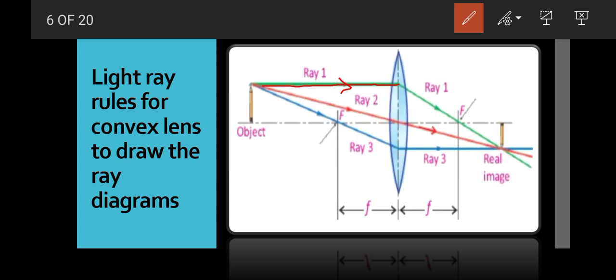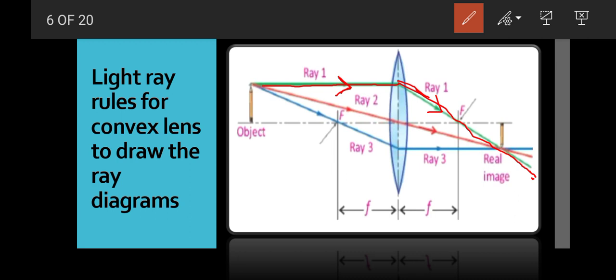So after refraction through the lens, it will pass through the focal point of the lens, and you have to extend it forward up to this point. So this is the first ray, this is the direction of the incident ray, and this is the direction of the refracted ray. You have to draw these arrowheads to show the incident and the refracted rays. So that was the first ray.